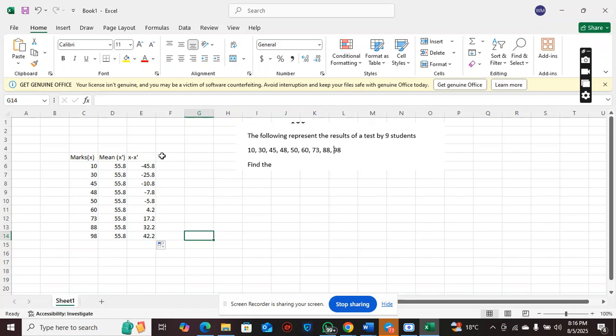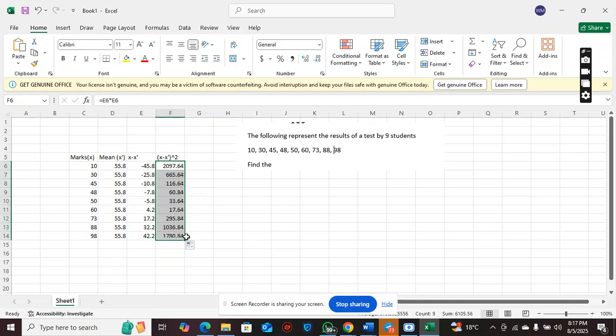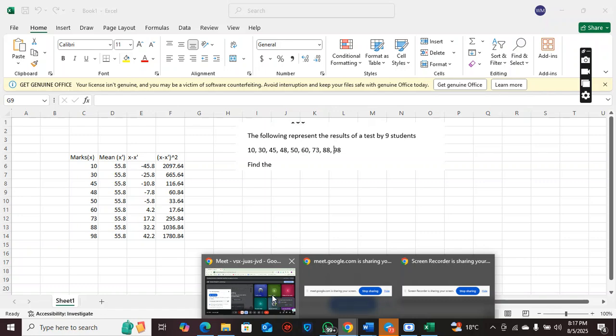Okay, then the next thing we need to do, we need to square. So this negative 45.8 squared, get that value. Negative 25.8, we square it, we get this value. Negative 10.8, we square it, we get that value. Each of these values, x minus x bar, are called the deviations. So you square each of the deviations, all of them. Any questions so far?